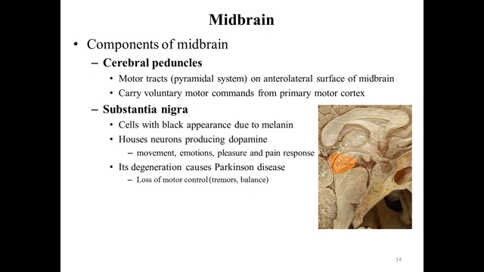The substantia nigra is a cluster of cells with a black appearance due to melanin pigmentation. Nigra means black. Its neurons produce dopamine, a neurotransmitter involved in movement, emotional response, and the ability to experience pleasure and pain. Degeneration of these neurons results in a deficiency of dopamine that is responsible for the loss of muscle control in Parkinson's disease.